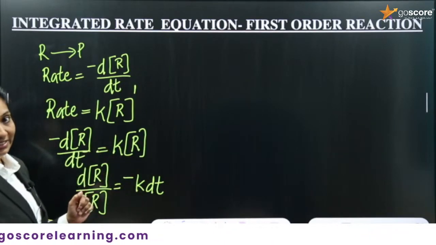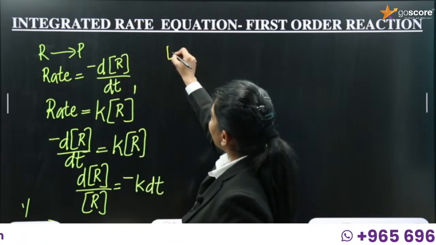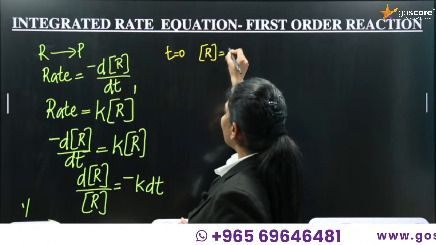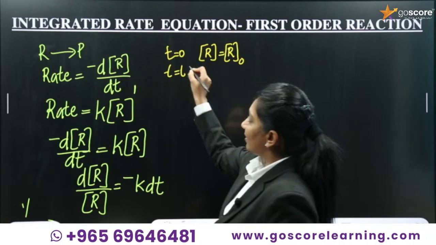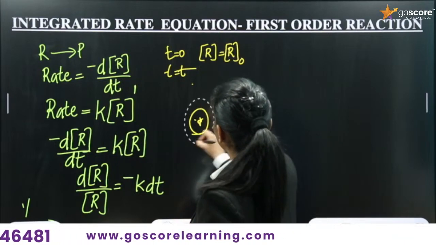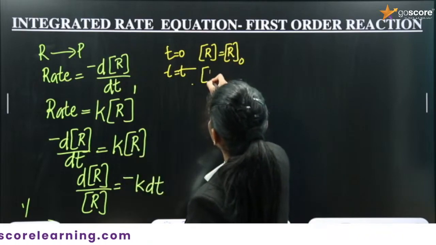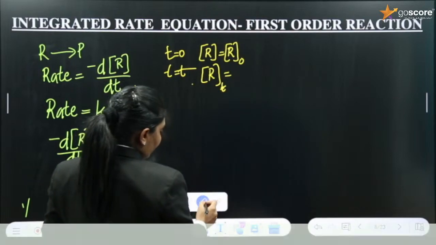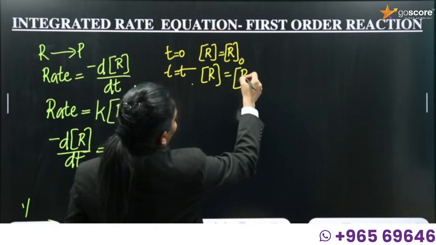So I can rearrange minus dR by dt equal to kR as dR by R equal to minus k dt. And as we said for the zero order, when t is equal to 0, the reactant will be equal to R0. When t is equal to t, R is equal to Rt, right? R is equal to Rt.